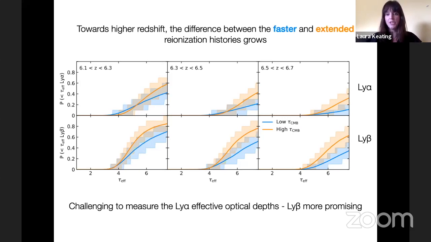So it seems like people should really go after these Lyman-beta effective optical depths over this redshift range, because it should be really discriminating for different reionization histories. And so that's something we'd be very excited to see.